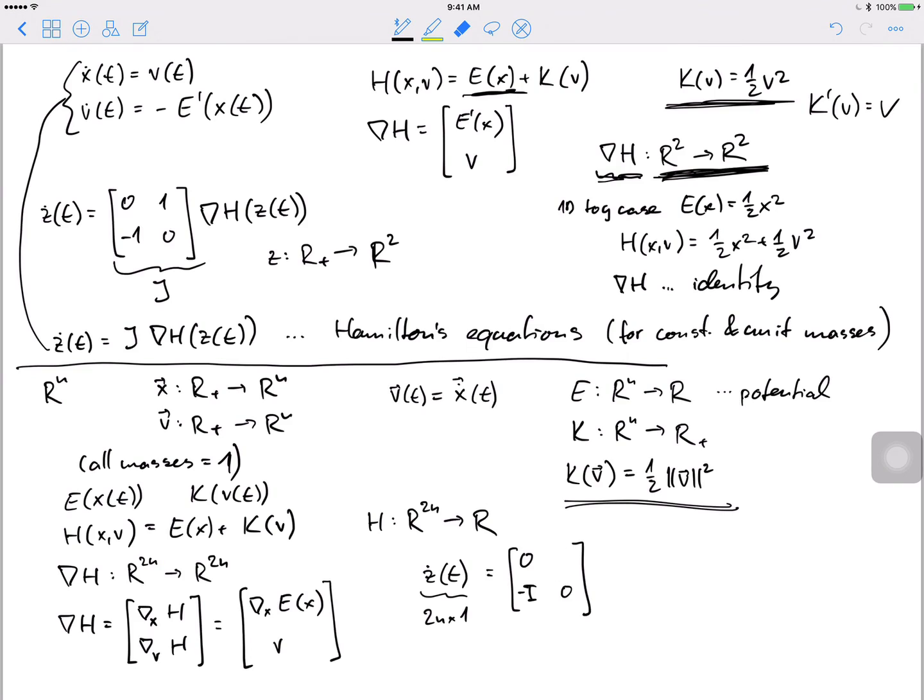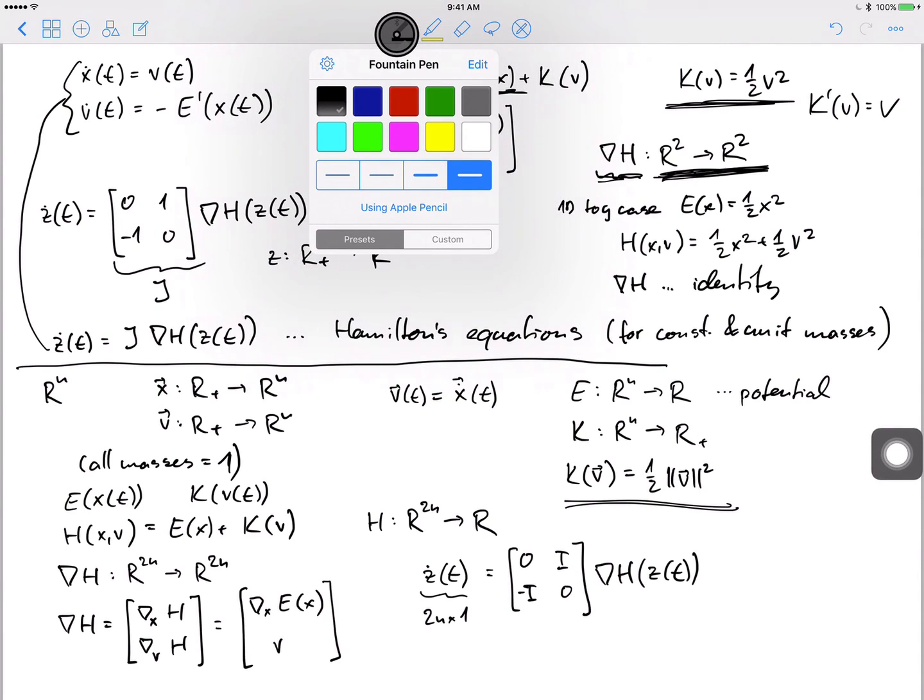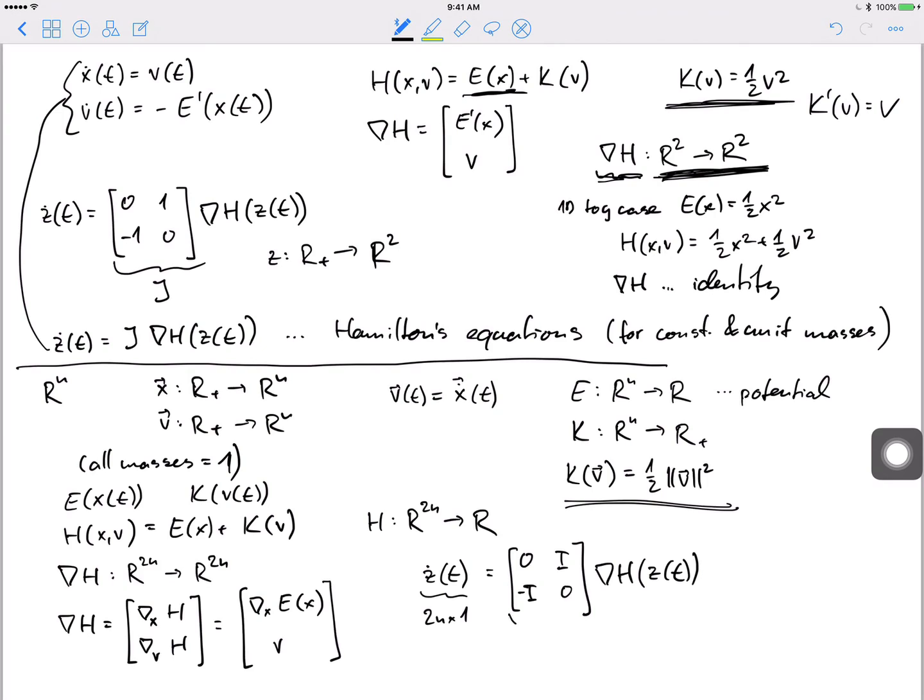This is the n by n identity matrix. This is just minus the n by n identity matrix, okay? And this gets multiplied by, guess what? The gradient of the Hamiltonian at z of t, okay? So it looks pretty much the same as this thing here, except that it's all generalized to vectors, okay? And I can again say that this matrix is still going to be called J. Now it's a 2n by 2n matrix, kind of a funny matrix, but that's what gives us the equations of motion in Hamiltonian form.